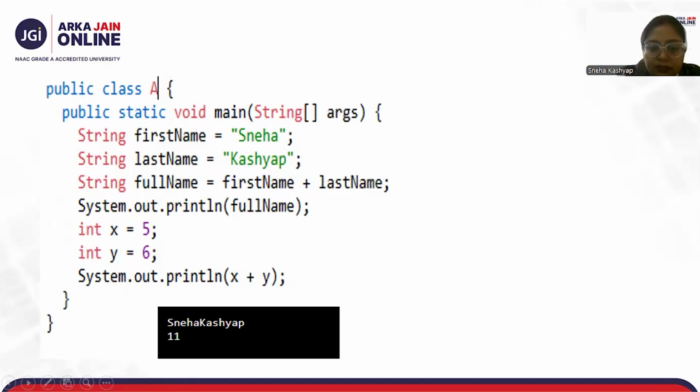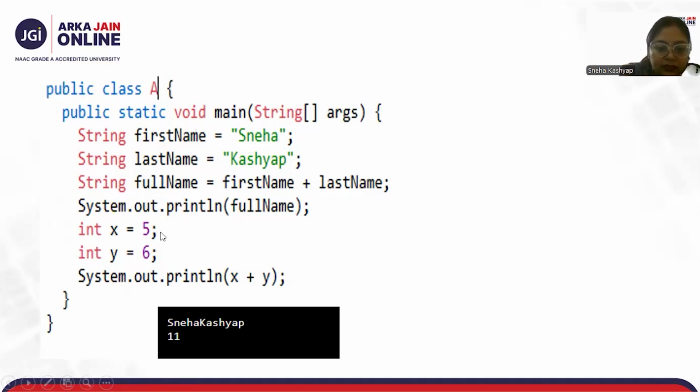Now in order to print the space, I need to give a plus, then give a space in between, and then give another plus. So it will print the complete name with the space. But what I want to show is, let's see the next part.